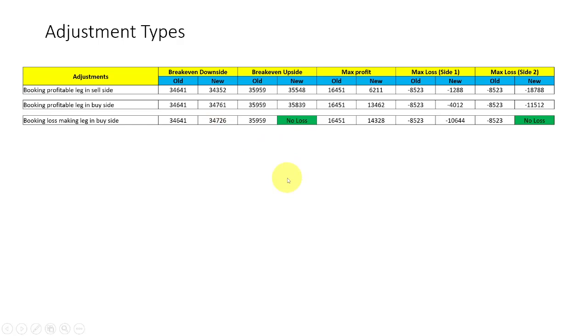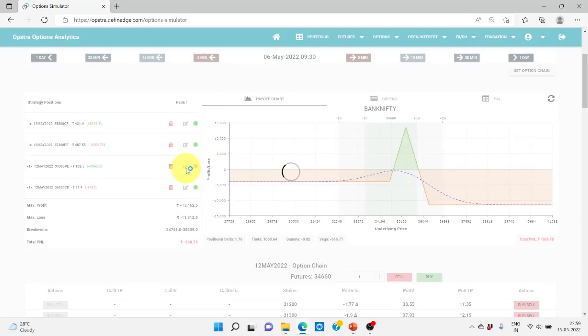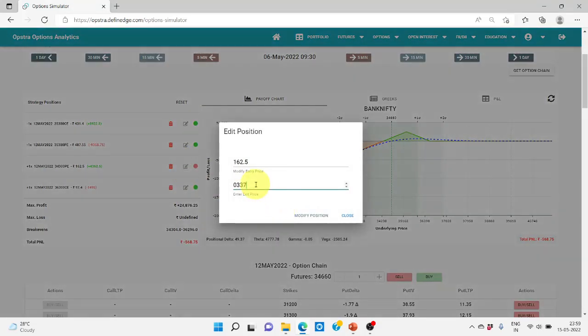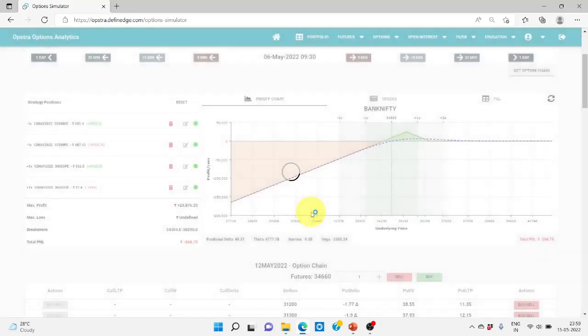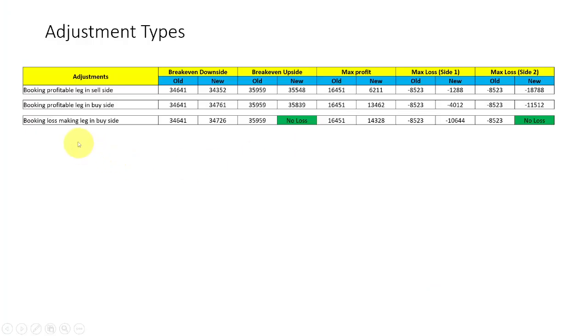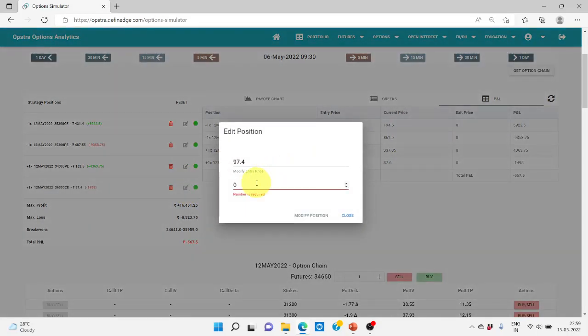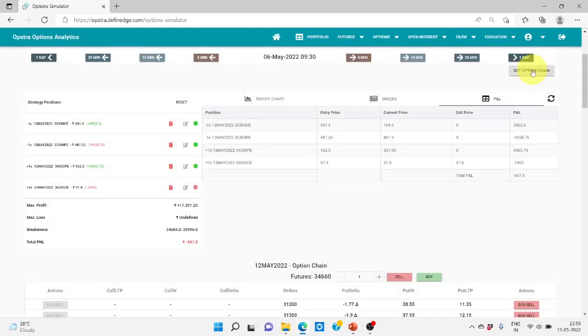Next adjustment is booking the loss making leg on the buy side. So on the buy side, this call leg is making a loss. So we are going to book this, and where we are going to buy is based on our previous video.